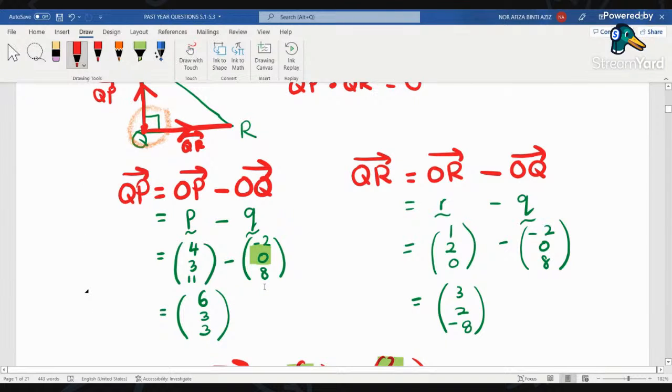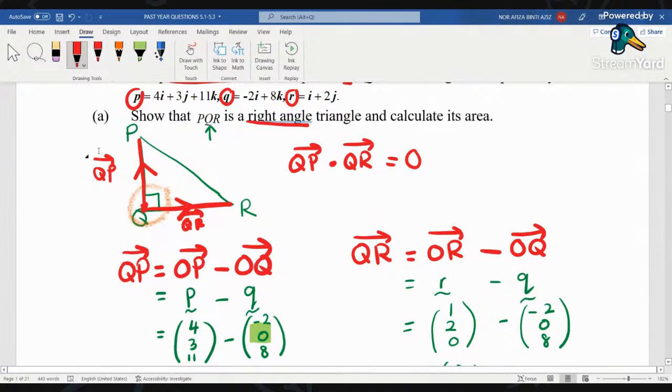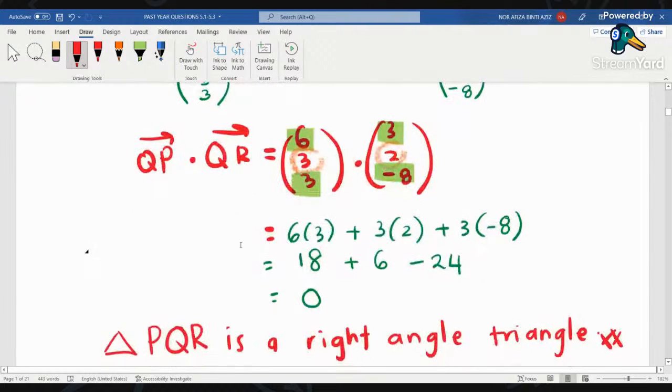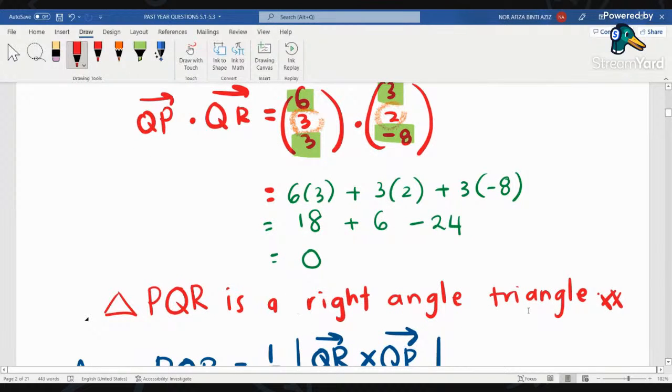We will get the first vector. Then continue by calculating QR. QR is OR minus OQ, and we will get the second vector. Now we have the information for QP and QR, and then we can just perform the dot product between QP and QR. We will get 0, and hence this is a right angle triangle.